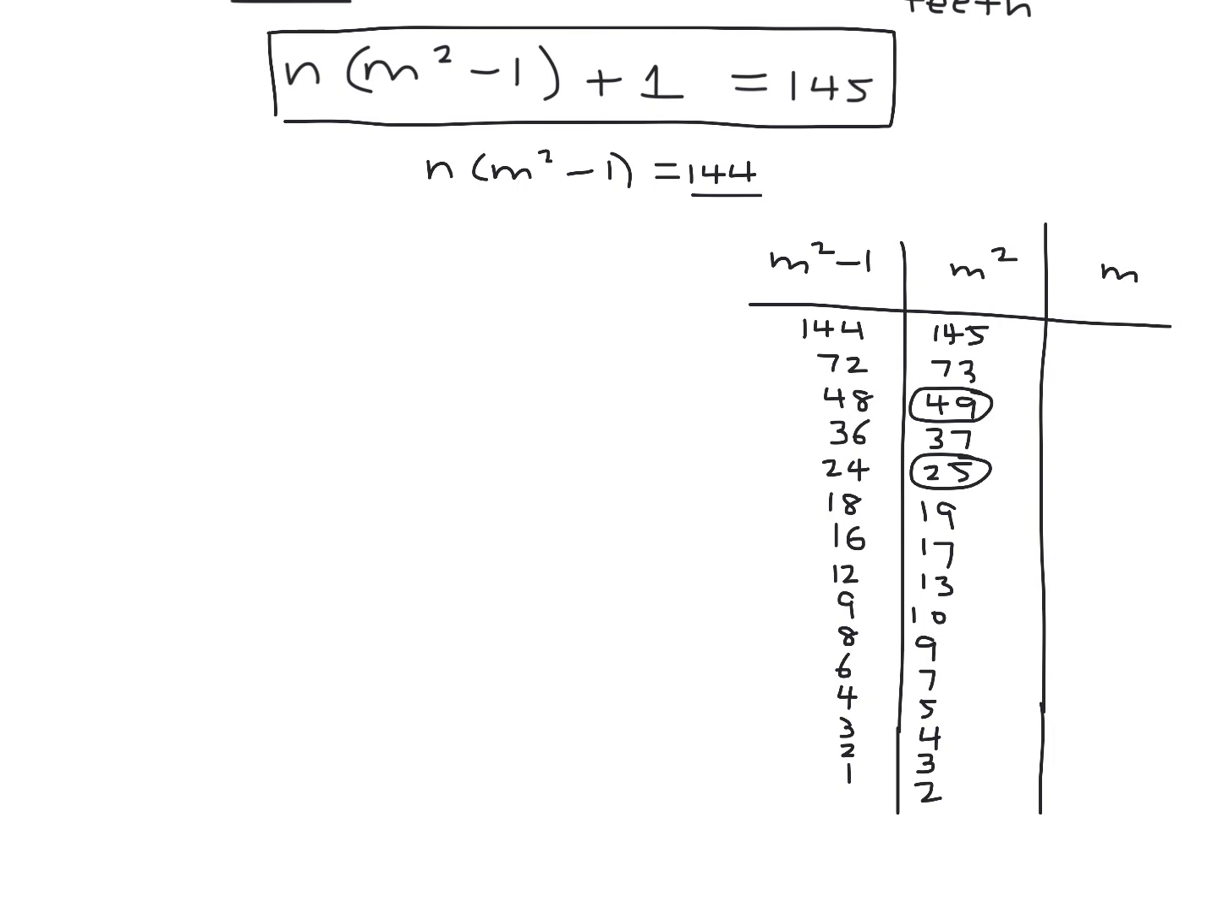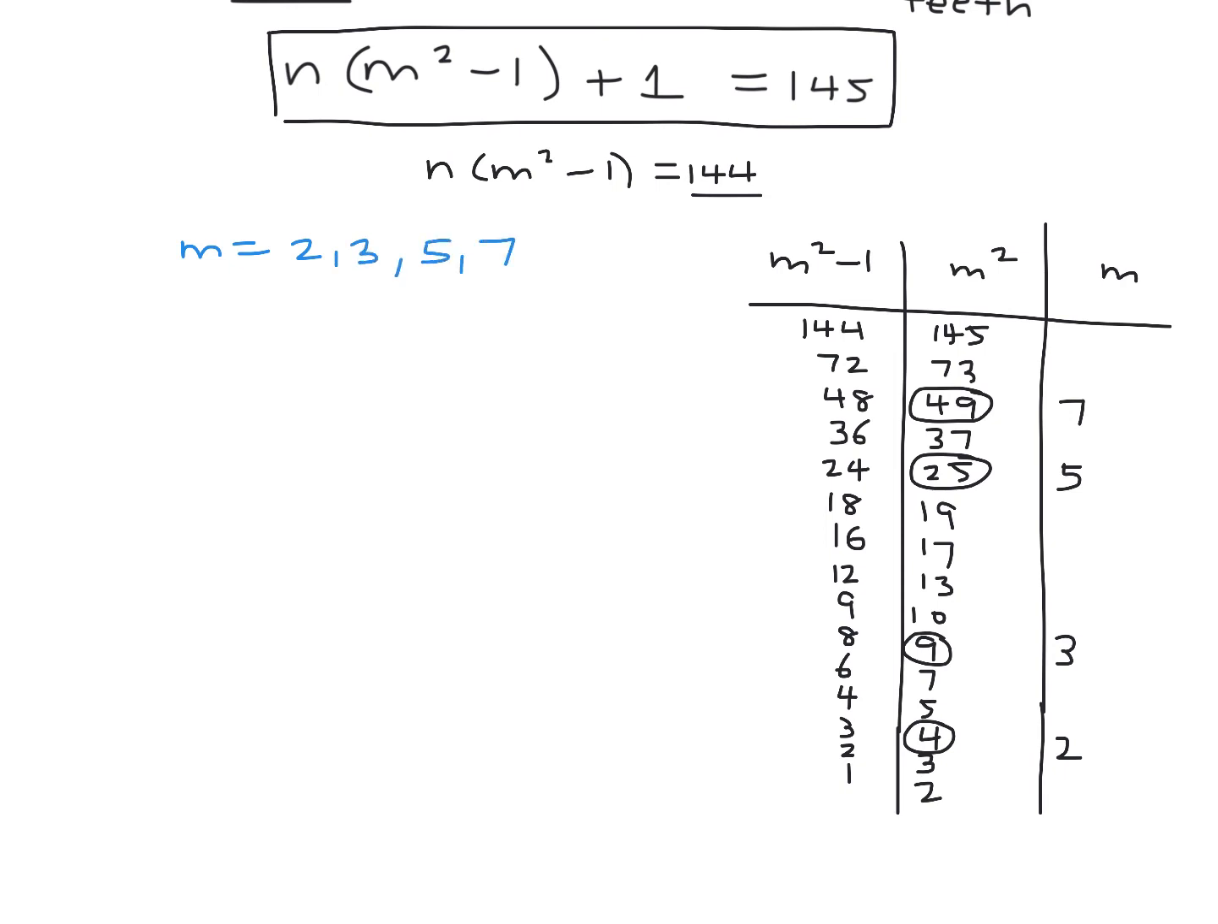25, 9, and 4. So that would mean m is 7 or 5 or 3 or 2. All the other ones would give you non-integer values. There we go. We got m. So that's good progress. So m is either 2, 3, 5, or 7.